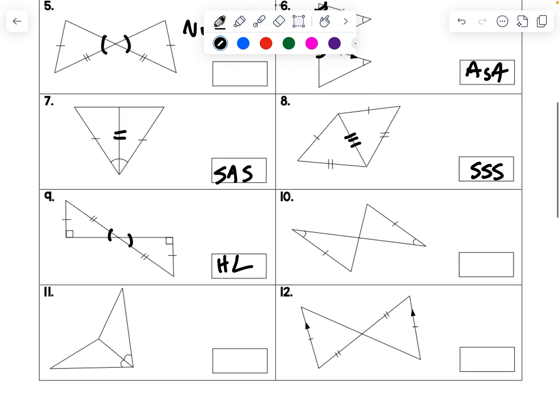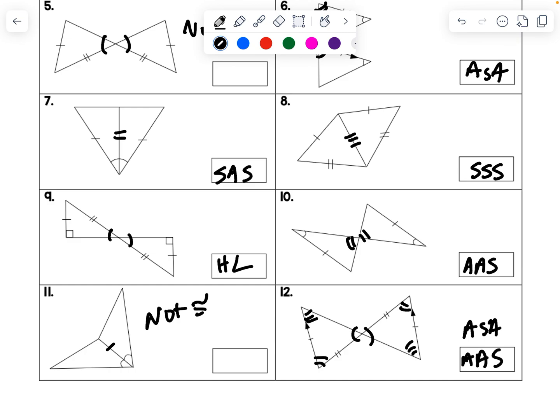Number 10, we have vertical angles. So we have angle side. Number 11, not enough information. Okay, that side is congruent to that side. We have an angle, but not enough information. And then we got parallel lines. We got vertical angles there. We've got angles here or angles here. So I could see ASA or AAS on this one.